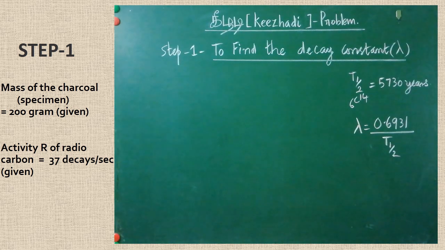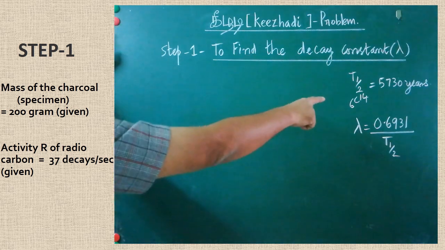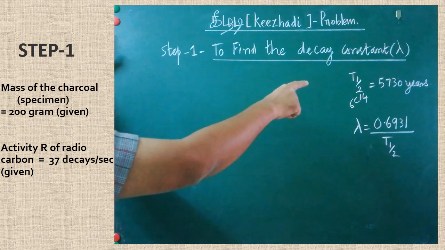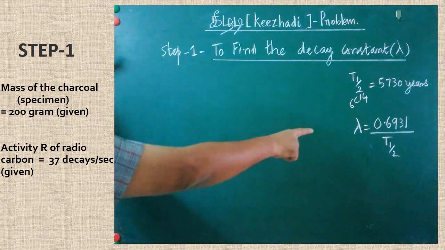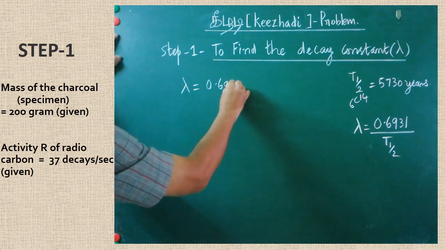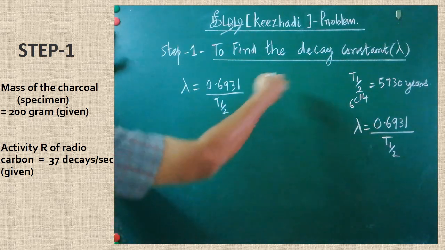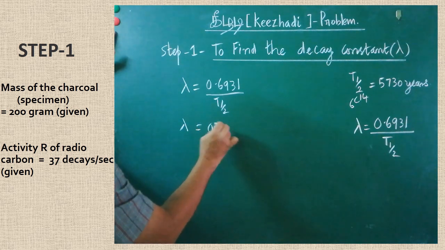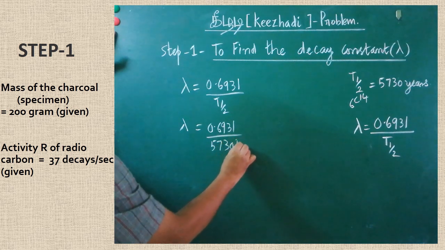Now we are going to do the first step in the problem. In the first step, we have to find out the decay constant of the carbon 14. The half-life period of the carbon 14 is 5730 years. By using this half-life period value, we have to find out the decay constant. The formula is: lambda, the decay constant, is equal to 0.6931 divided by T half. Substitute the value in the formula. Lambda is equal to 0.6931 divided by 5730 years to be substituted.